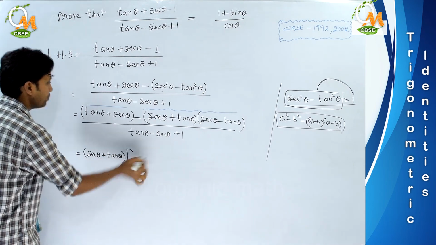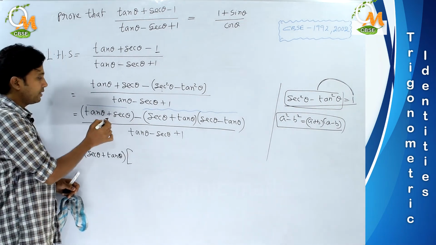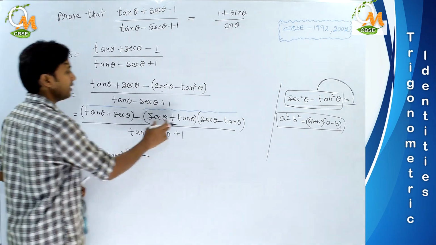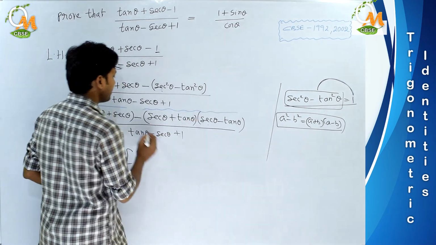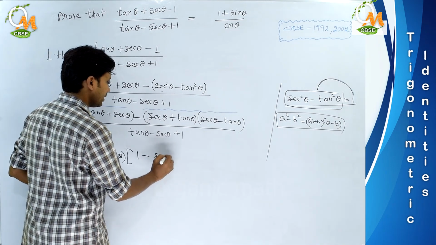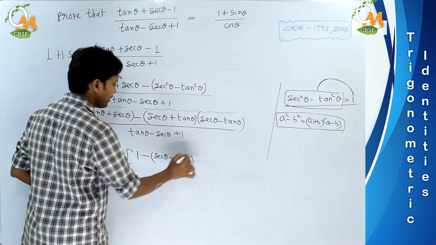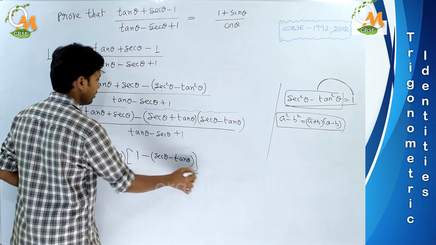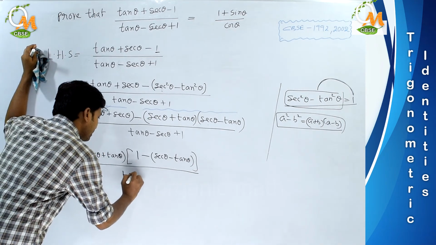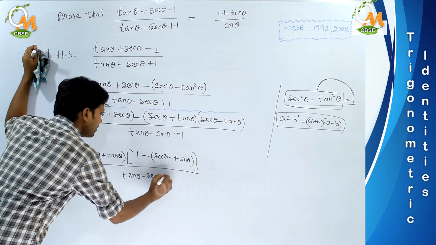Now when secant theta plus tan theta is taken out, then only 1 is left here, minus. Here secant theta minus tan theta is left over with minus in front of that. Secant theta minus tan theta, take care, you need to put a bracket for that because the minus is there. Then just see here, tan theta, minus secant theta plus 1.